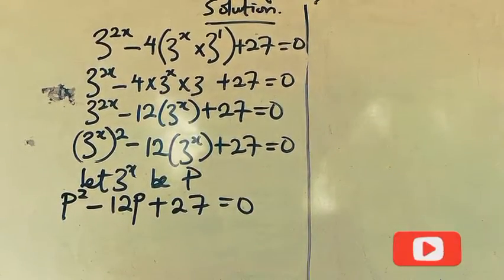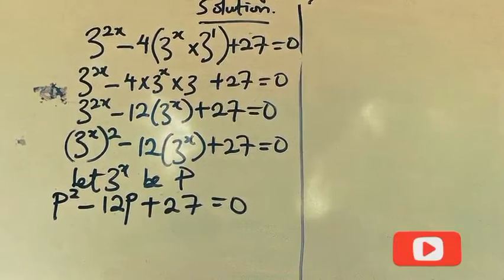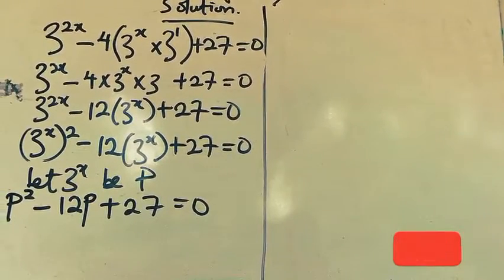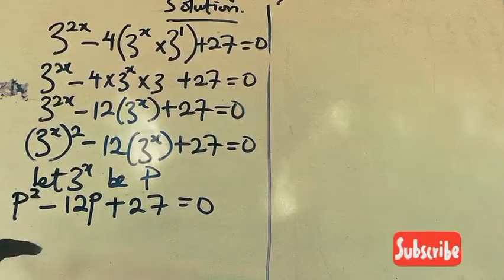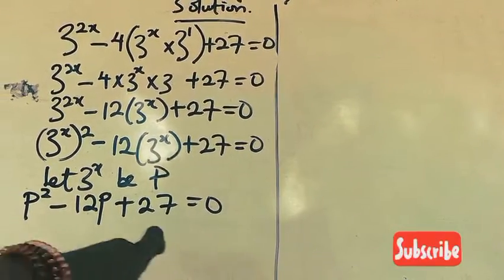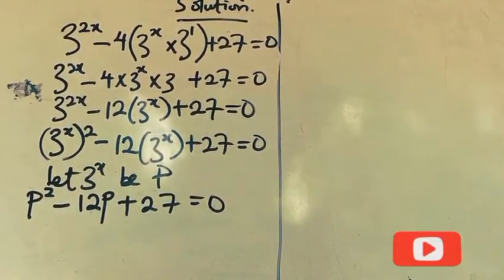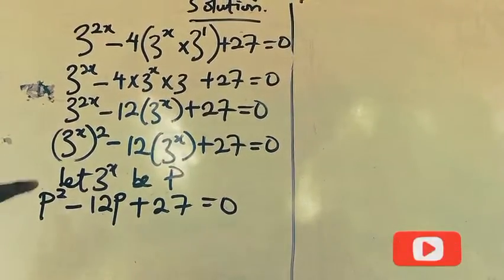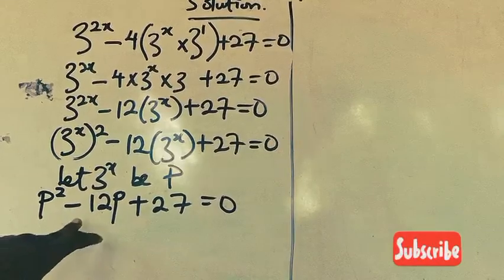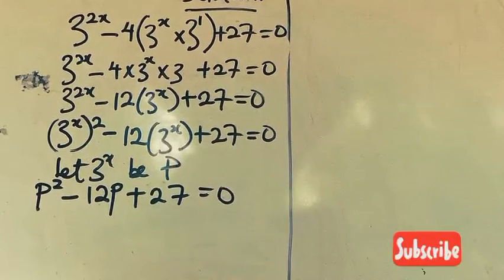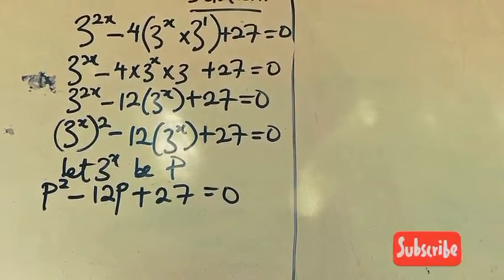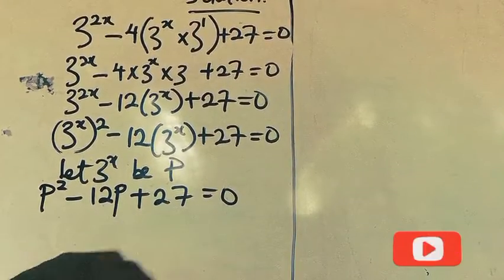This has led us to what we call a quadratic equation. So with this now, I am going to factorize this. This equation is a quadratic equation. I'm going to factorize it by finding two numbers that, when I add them together, give me minus 12, and when I multiply those same two numbers together, I will have plus 27.